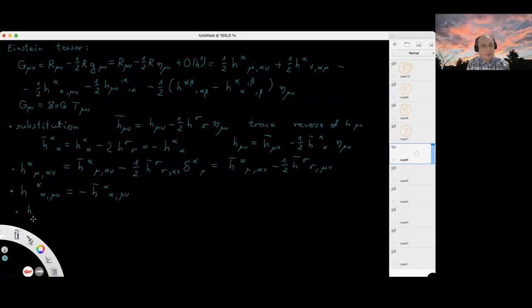So h_{μ μ α α}. What's that? That's h bar_{μ μ α α}. And then we have to act with this box operator on this thing here. It acts only on h bar, so we get h_{σ σ α α} coming. Yeah, that's this type of thing.